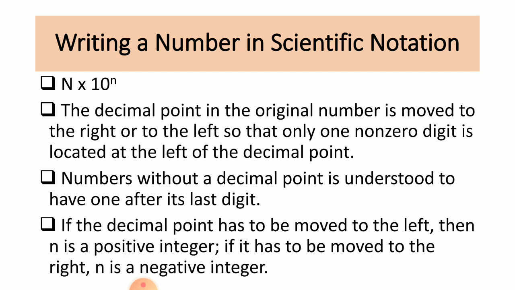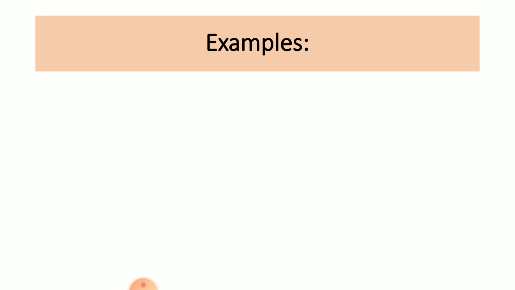And lastly, if the decimal point has to be moved to the left, then the lowercase n, or the exponent, is a positive integer. On the other hand, if it has to be moved to the right, then the exponent will be negative. So for us to further understand how to write scientific notation, let us have a couple of examples.